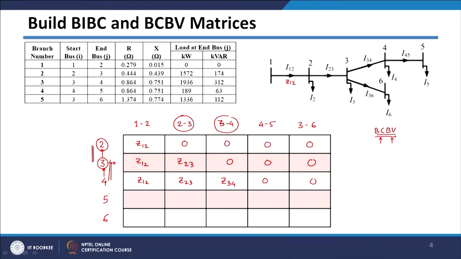Now for node between 4 5, there is branch. So copy the row corresponding to 4th node and put it at 5th location, because there is connection between 4 and 5. So it will be Z12 Z23 Z34 0 0, and it is branch number 4 5, at 4 5 location we need to replace it by impedance of 4 5. So this is Z45.